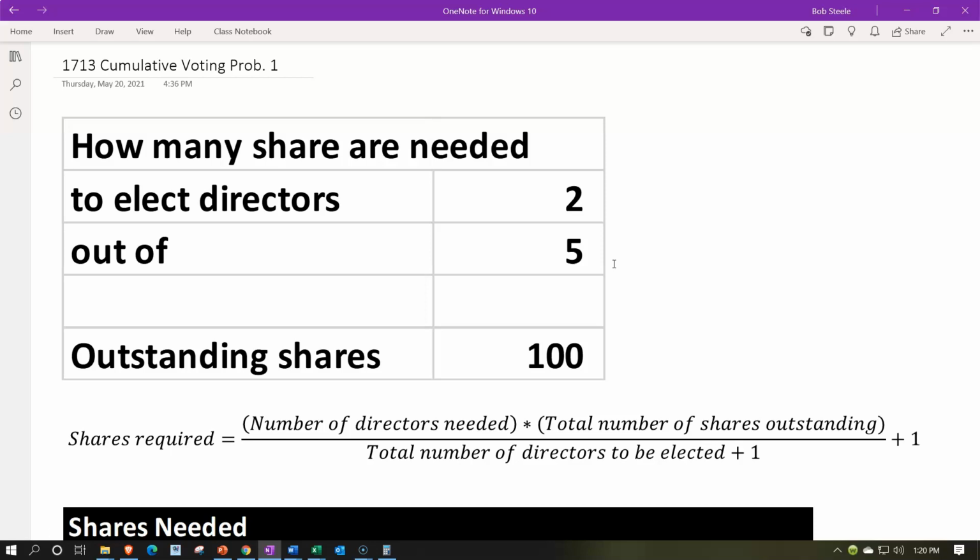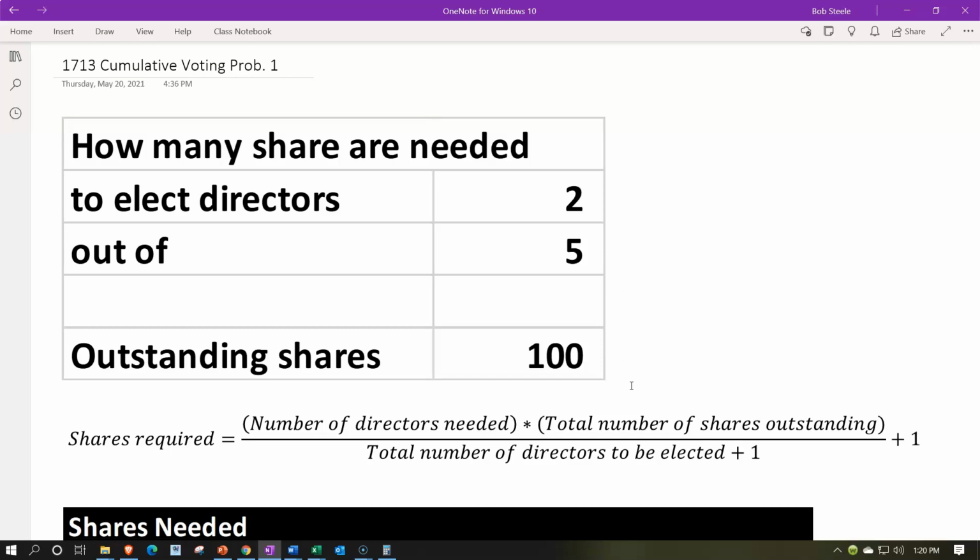So here's our scenario. How many shares are needed to elect 2 out of 5 of the seats that we're imagining? These are the board of director seats, where the owners are able to vote for the board of directors. The shares outstanding are 100. So this is one common question that we'll have.